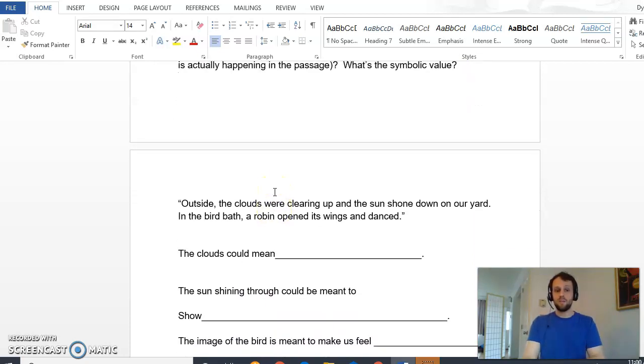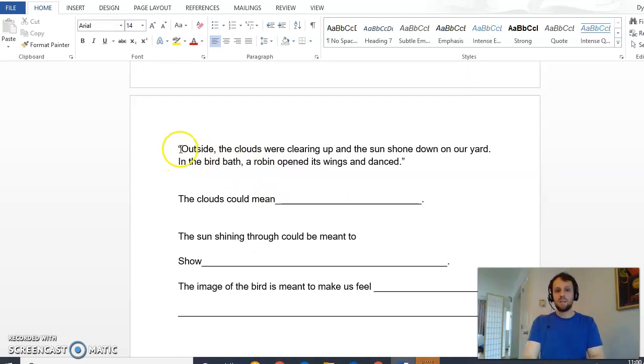So let's look. Outside, the clouds were clearing up, and the sun shone down on our yard. In the bird bath, a robin opened its wings and danced. So, literally, what's happening in this sentence? So, literally what's happening is it's a cloudy day, but the clouds are clearing out and the sun is coming in, and in the yard there's a bird taking a bath. That's literally what's happening.